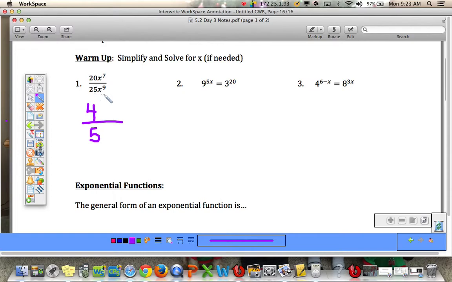And then you can use your properties of exponents to solve for the x base, or think of it this way. There's 7 x's on top and 9 on bottom. So when you cancel, how many x's are left and where? And there's 2 left on the bottom. So here's the answer I'd be looking for.